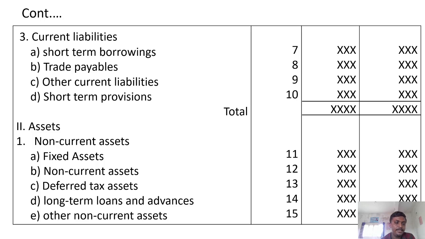And coming to the second one, the assets. The assets are segregated as follows. And the first one is non-current assets. Again, the non-current assets are segregated as the fixed assets, that is note number 11. Non-current investments, that is note number 12. The deferred tax assets, note number 13. Long-term loans and advances, note number 14. Other non-current assets, note number 15.